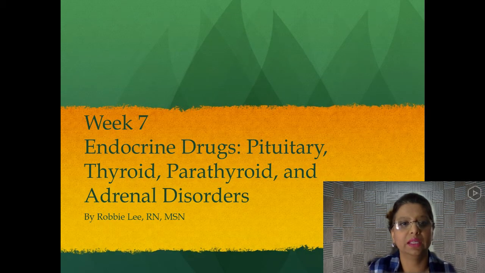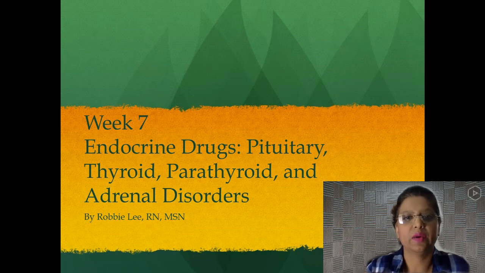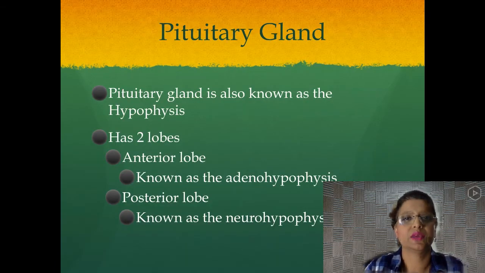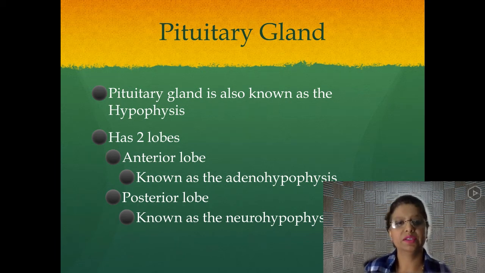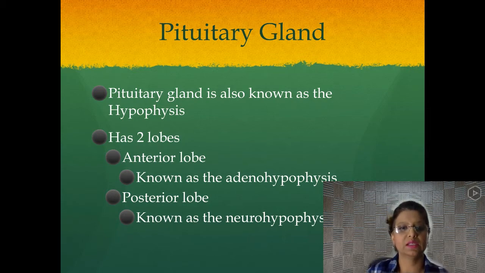Okay, so this is the PowerPoint from Professor Robbie Lee, and this talks about endocrine drugs and pituitary, thyroid, parathyroid, and adrenal disorders. All right. So the pituitary gland is also known as the hypophysis. It has two lobes. We know the anterior and the posterior lobe. The anterior lobe is the adenohypophysis and the posterior lobe is the neurohypophysis.